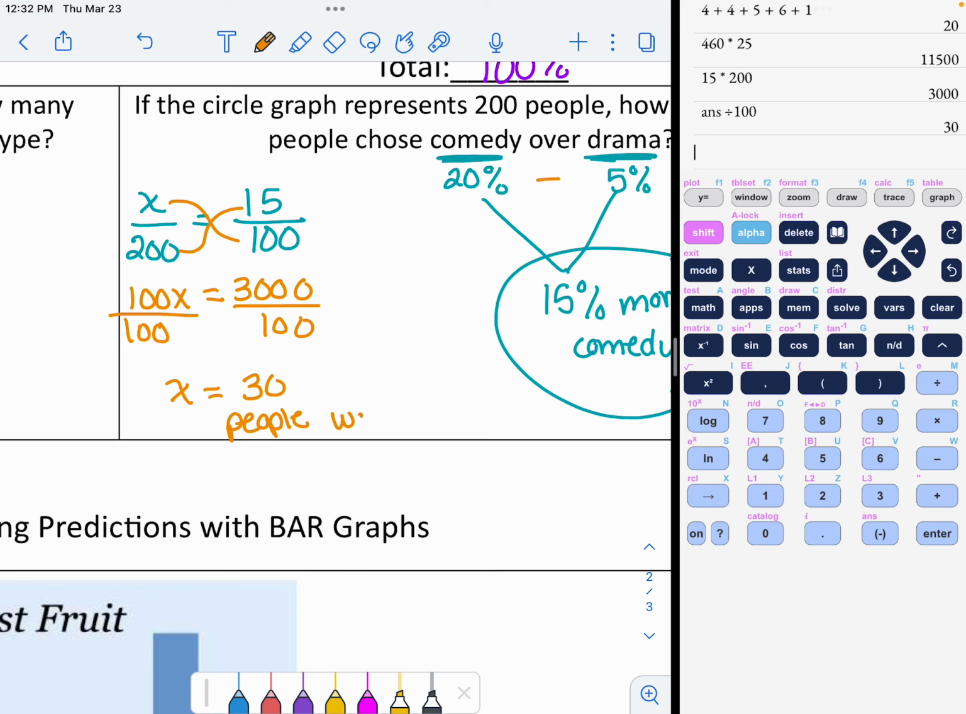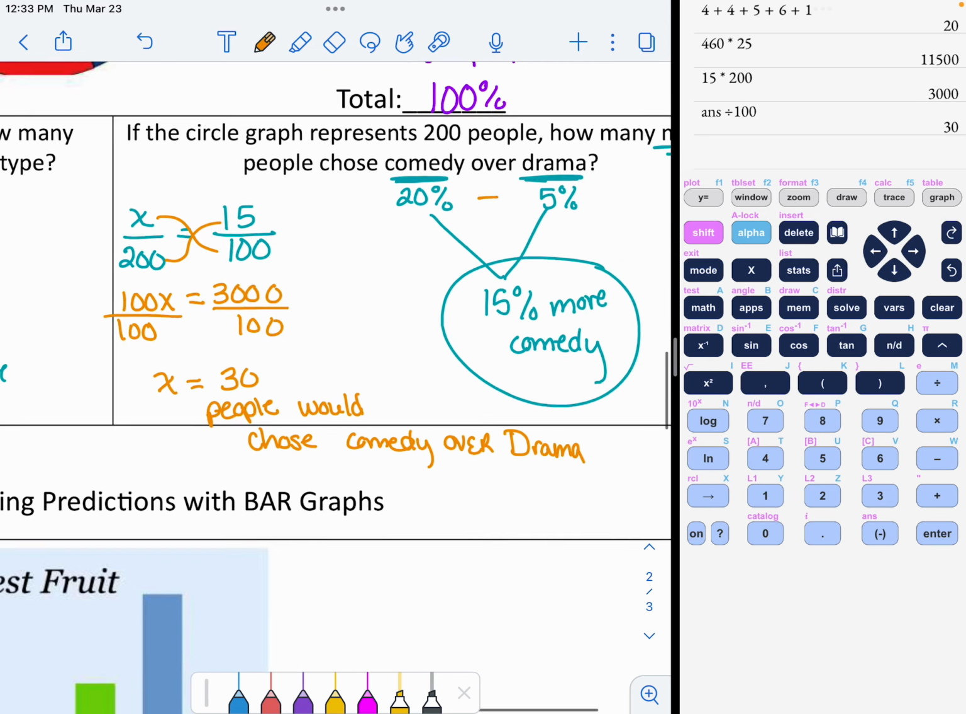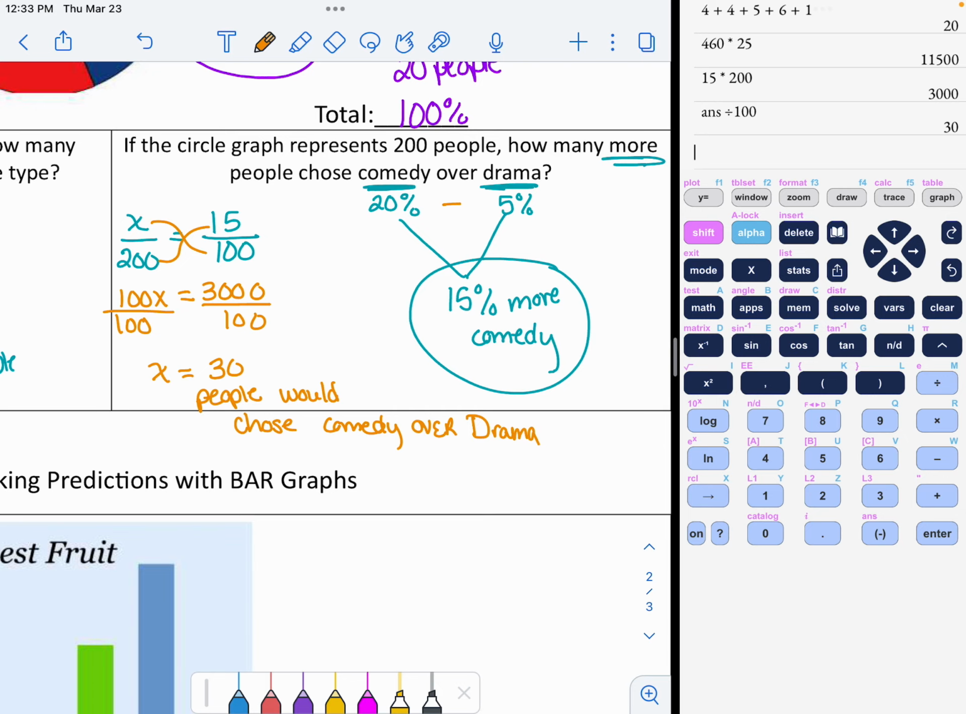Now let's say what in the world we just solved for. 30 people would choose comedy over drama. Okay, so we're changing percentages and then we're changing that into how many people.